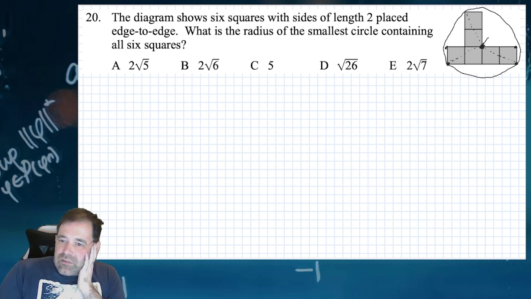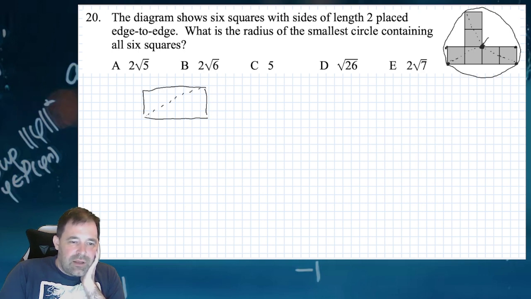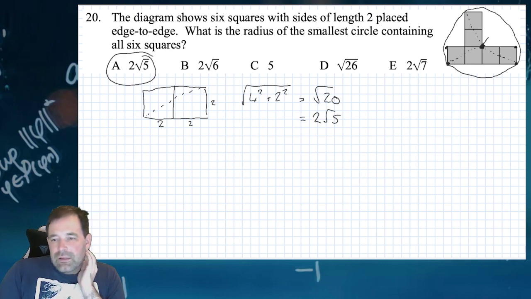So this is squares of length 2. So we're looking for a Pythagoras for that distance there inside 2 squares, which is going to be 2, 2, and 2. So it's going to be 4 squared plus 2 squared, square rooted. It's going to be root 20 or 2 root 5, which is option A. Yeah, I think that's right.